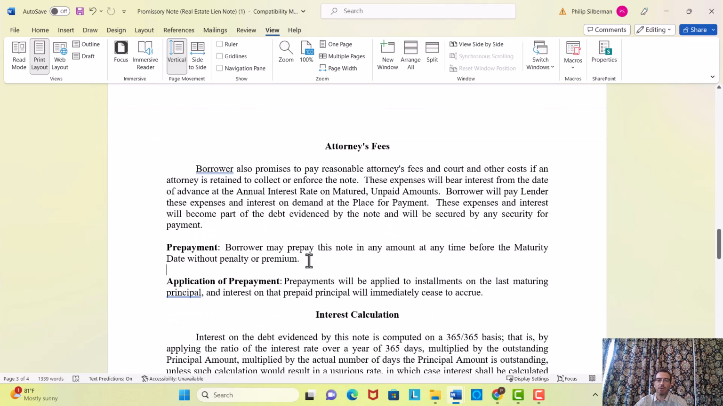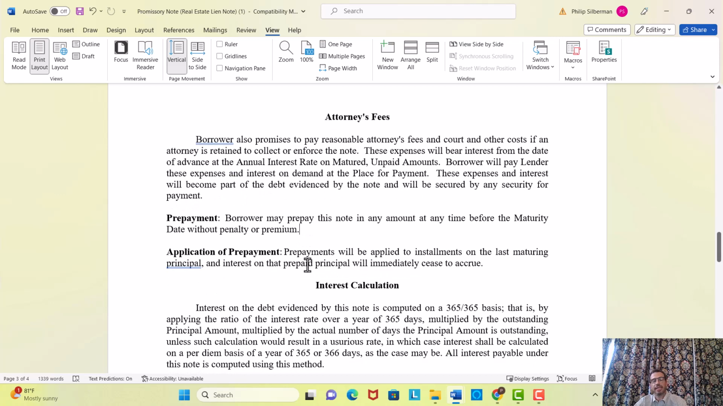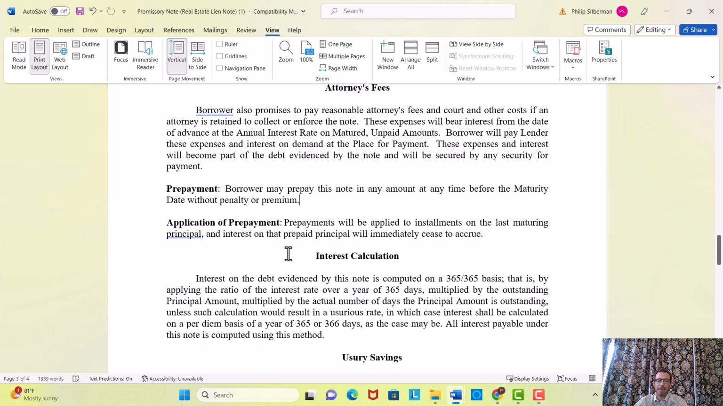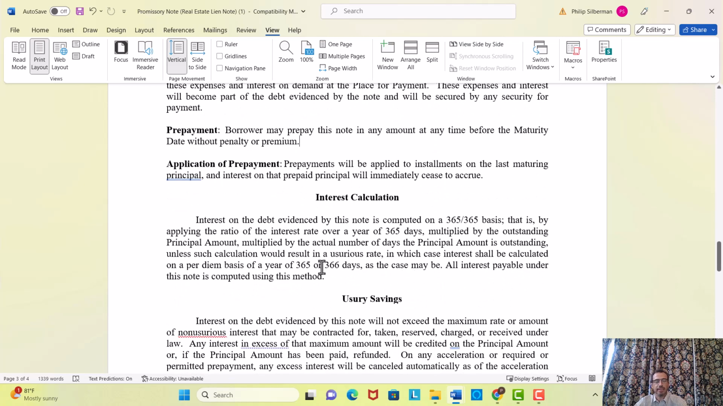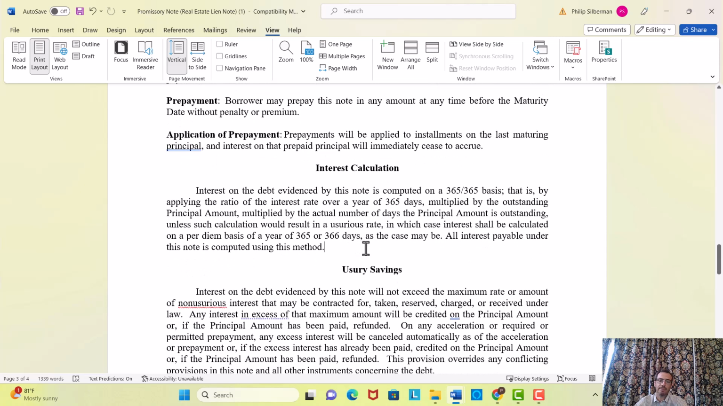Prepayment, it's important to know whether your note has any prepayment penalties, and most of the time the borrower can prepay without penalty is the standard setting in a residential real estate transaction. Application of prepayments, usually the standard is that it goes towards principal first. How you calculate the interest. This gets pretty technical, but it tells you how the interest is actually being calculated.